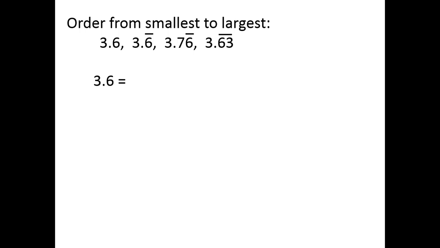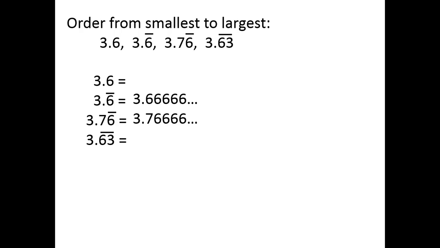3.6 is a terminating decimal. This 3.6, where the 6 repeats, is not a terminating decimal. It repeats. And this one repeats as well, and so does this one. So how are we going to compare these numbers? Well, we're going to expand them. So the first repeating decimal has a repeating 6. This one has a repeating 6 as well after the 7. And this one has a repeating 6.3.